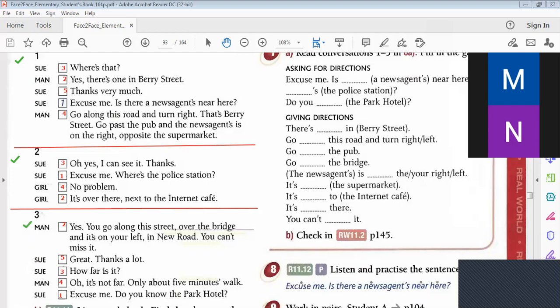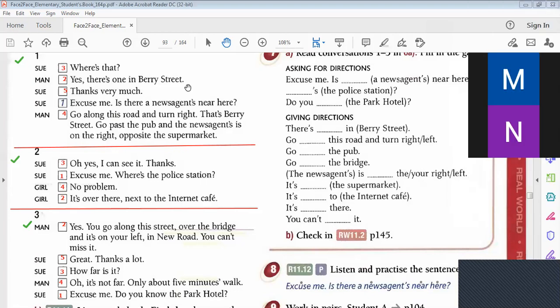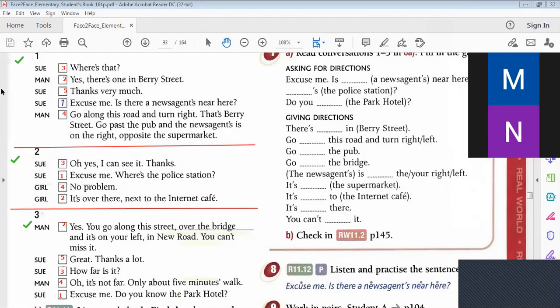Okay. All right, so the answers are correct. That's great. Okay, let's practice this. So, Salsabil and Rana, you can do the first conversation. So we have Sue and the man. So Salsabil, you can be Sue, and Rana can answer you.